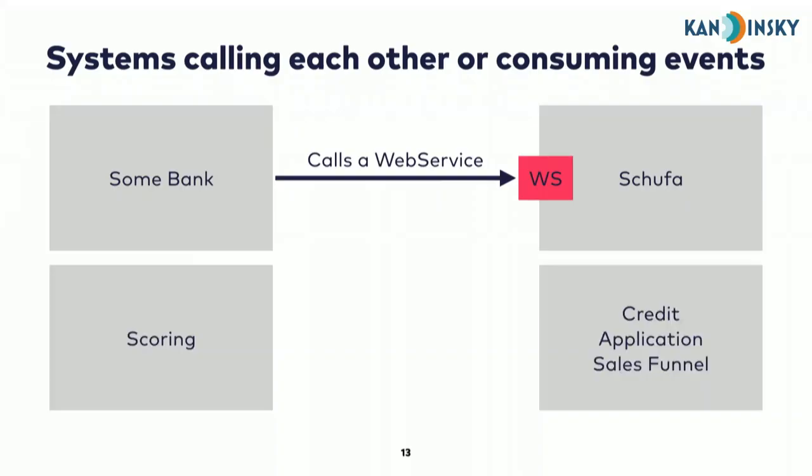Let's take a look. As I mentioned, the Schufa is a very central, very prominent, important credit agency in Germany. So some bank may call a web service of the Schufa. Yeah, so they are calling them and telling them, hey, give me a quote about Michael. Or some other bounded context is publishing some domain events, which another system is consuming. Yeah, the typical pub/sub kind of thing. That's one perspective. Most software architects love this perspective.